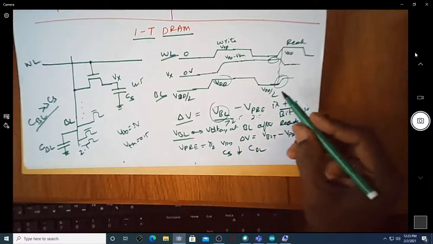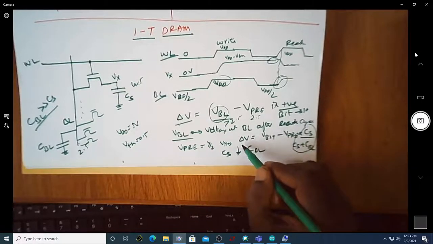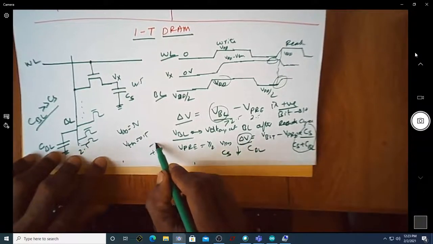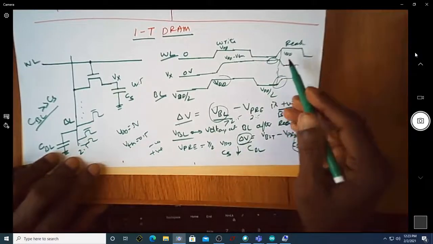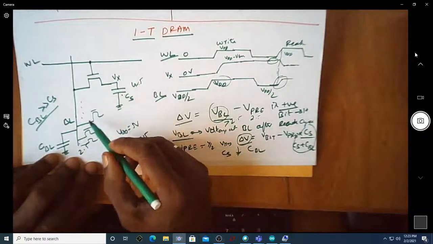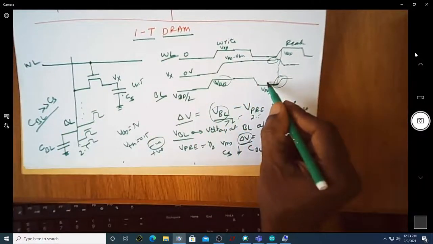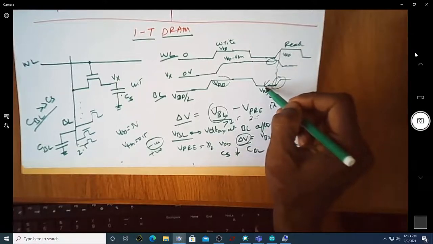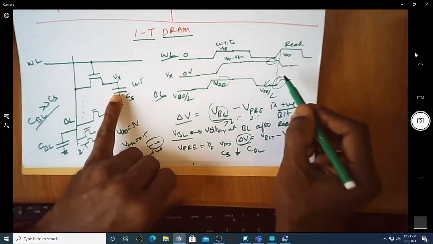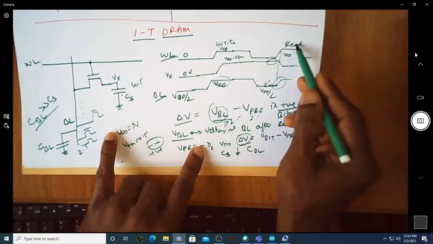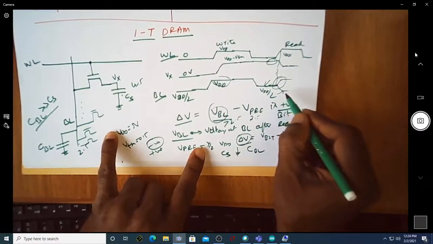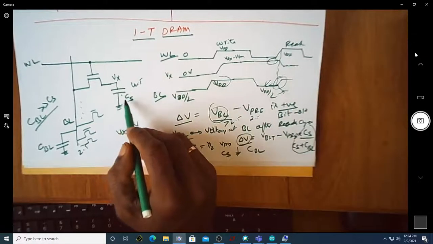So we will not be looking at the absolute value of your delta V. What we are looking at is whether this delta V is positive or negative. If the delta V is positive, then we think that the stored value is high. If the delta V is negative, then the stored value is low. Since the pre-charge voltage before the read operation will be half of VDD, upon reading, if this voltage goes above half of VDD, then we assume that the stored value is 1. If upon making the word line high the voltage goes low, then naturally the bit value that is stored is 0.